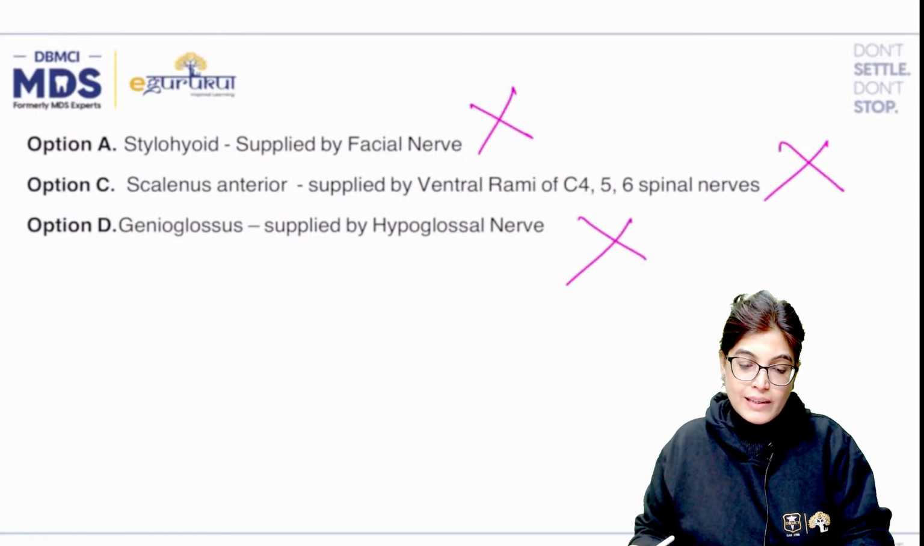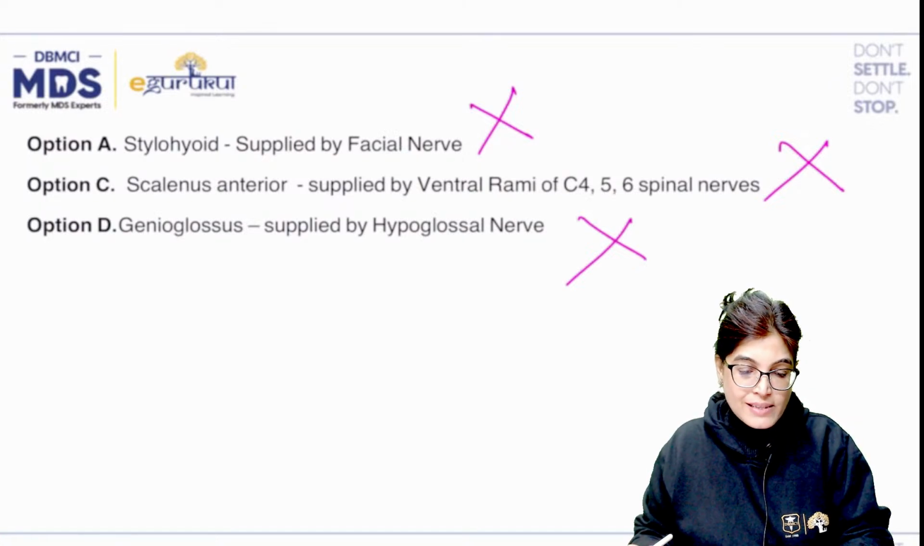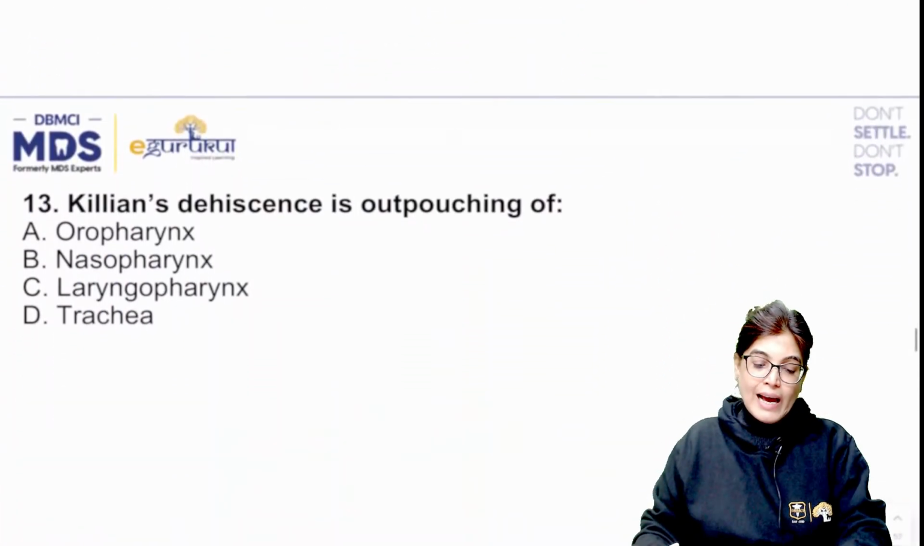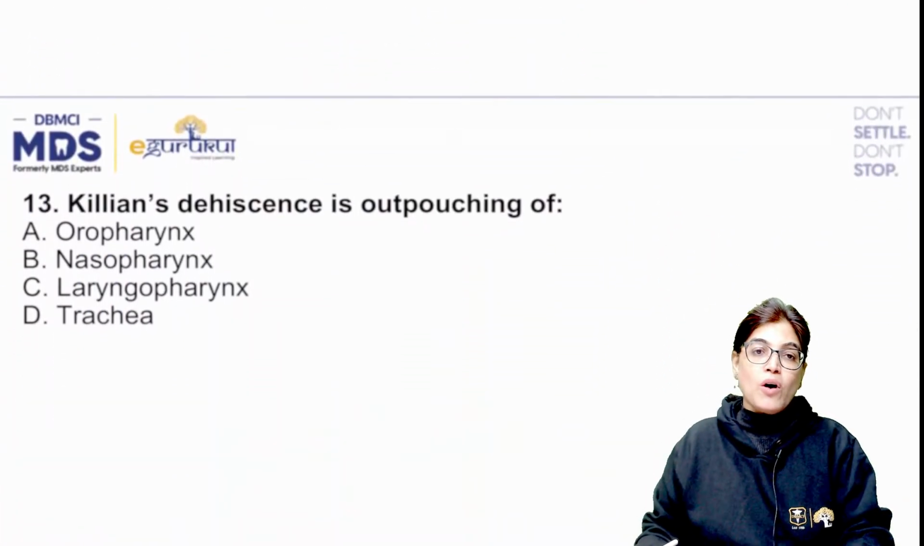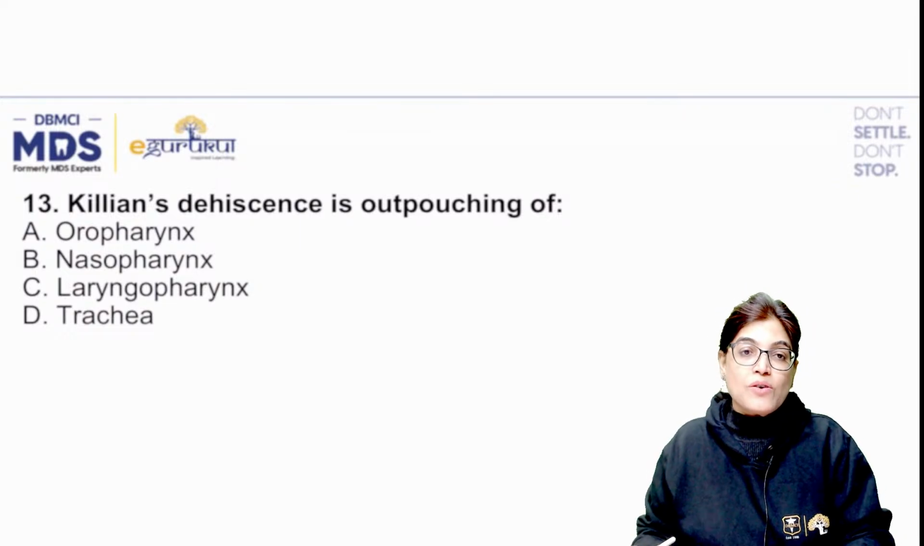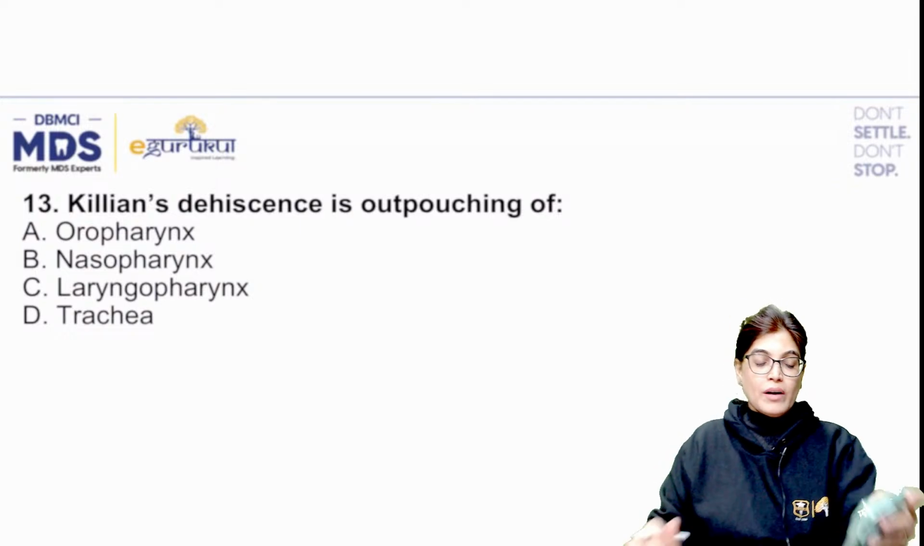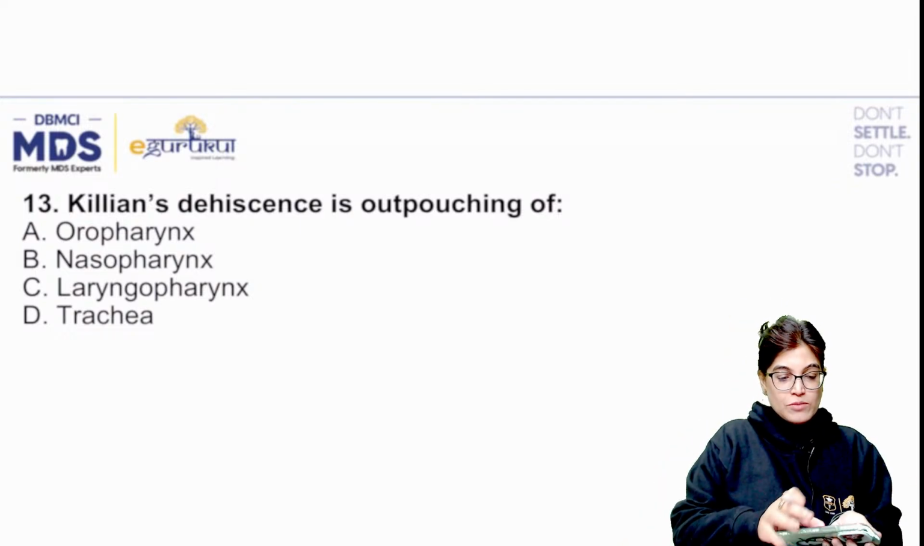Now let's solve the next one. Can we go to the next MCQ, everyone? Nami, Ahana, Kashyap, Aditi, Pawar. Killian's dehiscence is outpouching of oropharynx, nasopharynx, laryngopharynx or trachea. Checking your answers also. Please mark the right answer, dear.